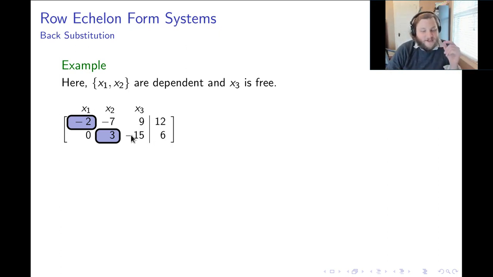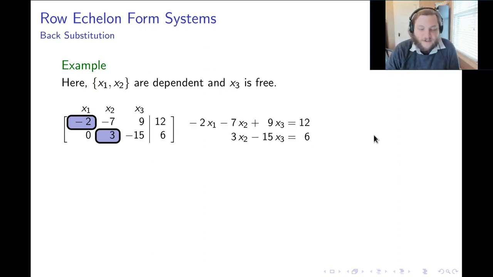And in fact, if we look at the coefficient matrix on the left, we see that the nullity is equal to 1 because there is one free variable, and that is the variable x3. So we now know that there will be infinitely many solutions to the system. So the question now is, how do we find them? Well, let's start by writing down the equations. So the first equation should be -2x1 minus 7x2 plus 9x3 equals 12. And the second equation should be 3x2 minus 15x3 equals 6.